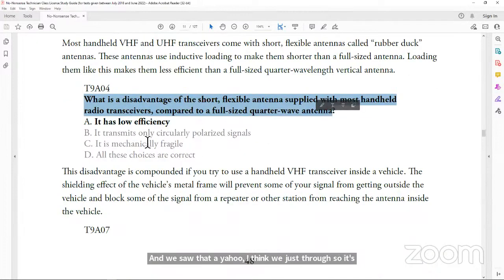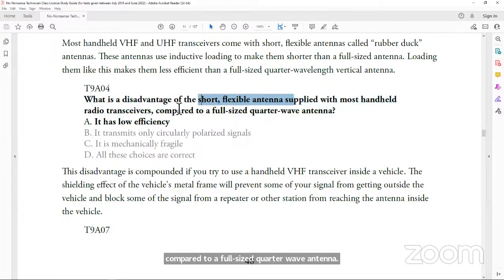All right. What is a disadvantage of the short flexible antenna supplied with most handheld radio transceivers compared to a full-sized quarter wave antenna? So what are they asking us about? If we dissect this question, short flexible antennas supplied with most handheld radio transceivers, we're talking about the rubber ducky. What do you remember about the rubber ducky? Well, it has low efficiency.